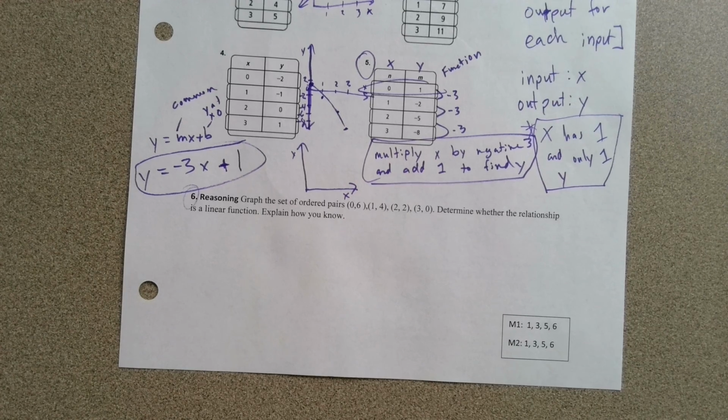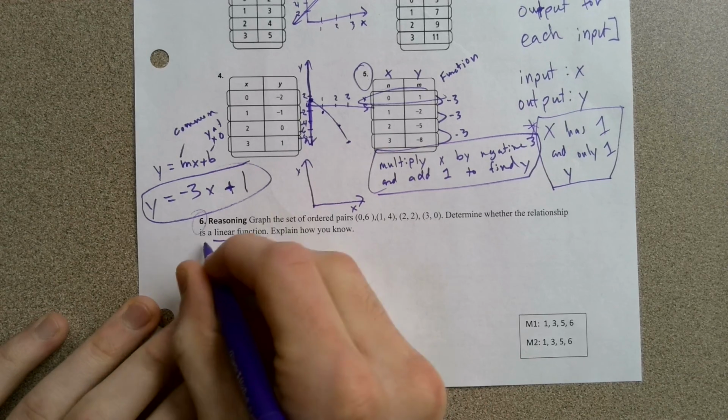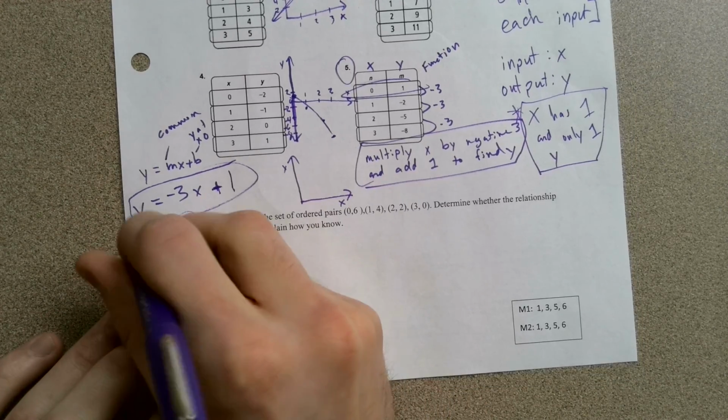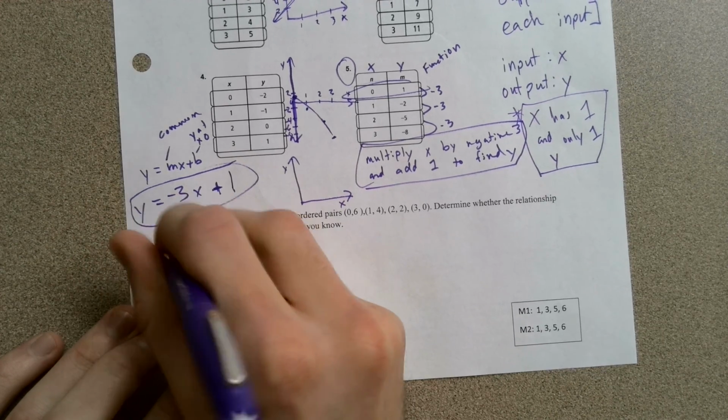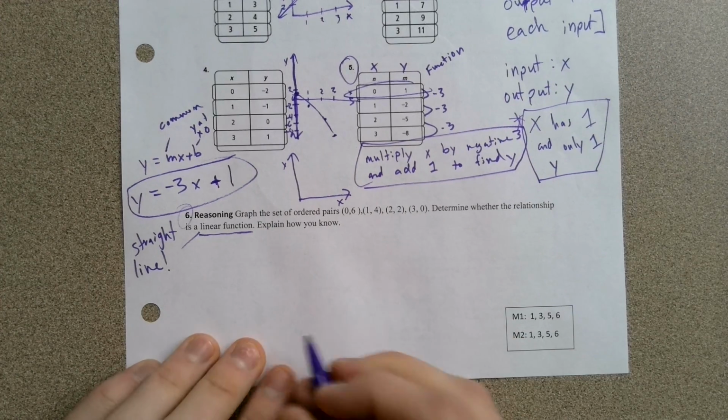Last one here, it tells us to graph each set. Graph a set of ordered pairs, determine whether the relationship is a linear function. Remember, linear, I like to think of that as line. Straight line. That's our cue to figure out if that is linear, if it moves in a straight line, and we will be able to explain pretty easily how we know that.